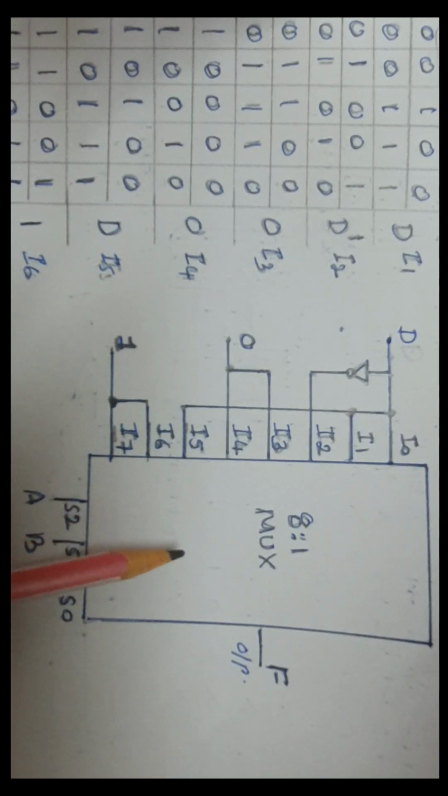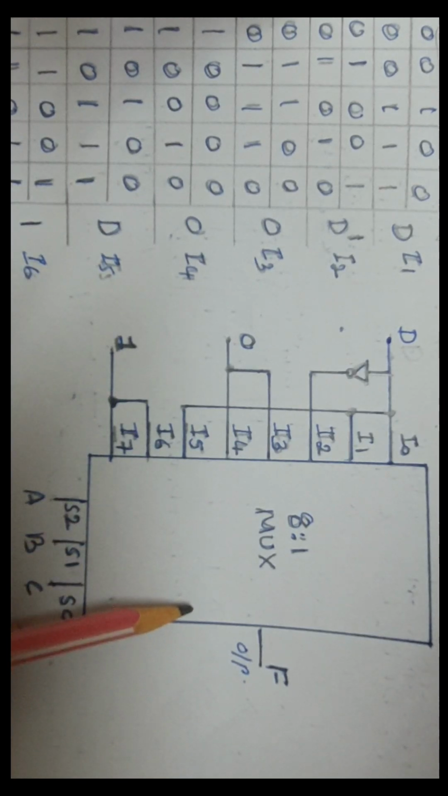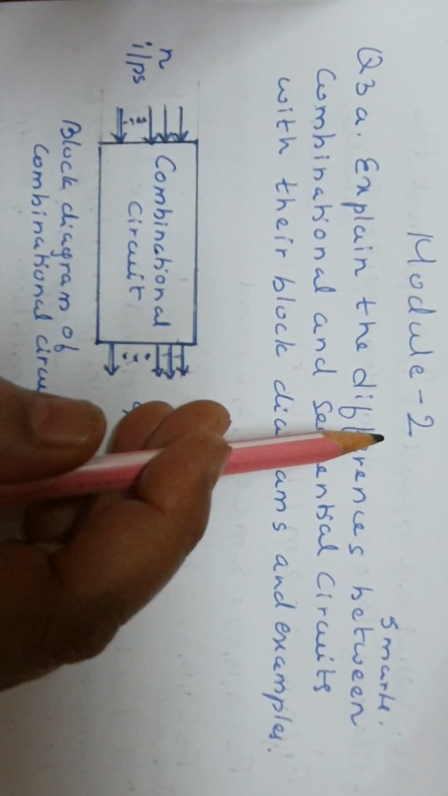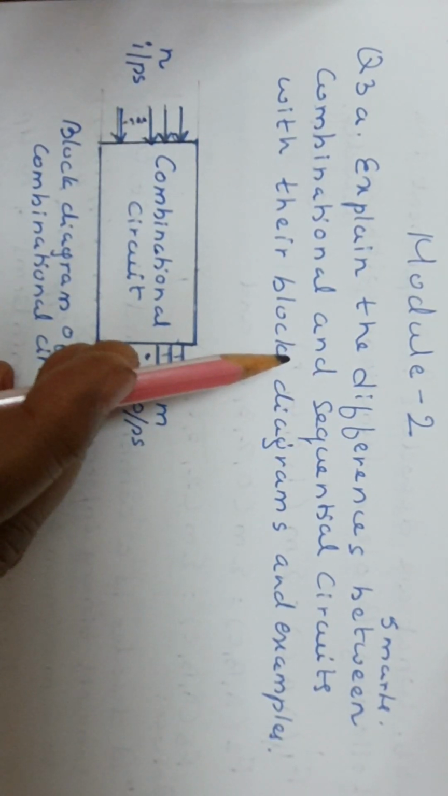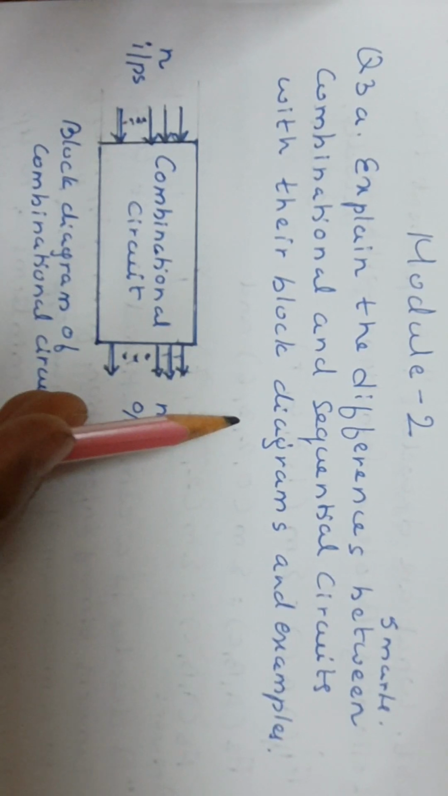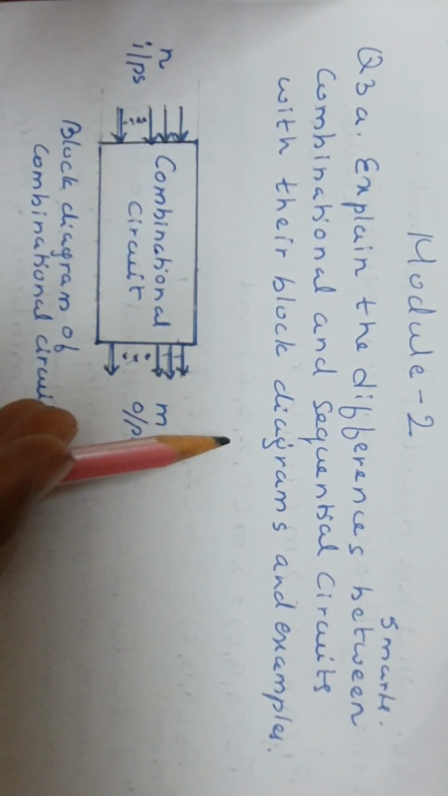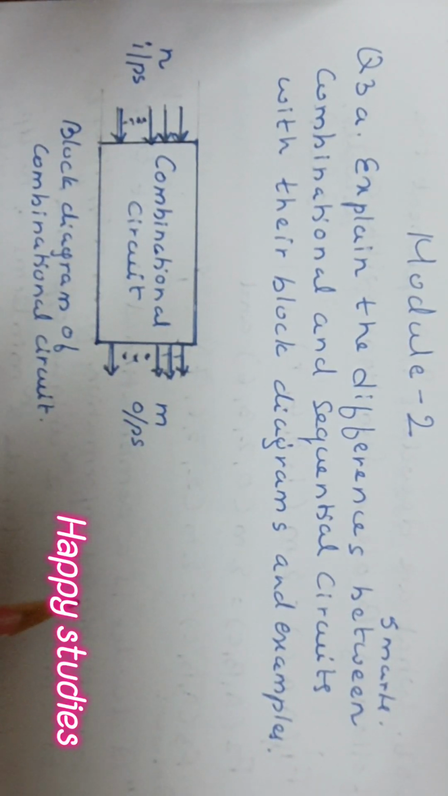So this is how the implementation of the given function using an 8:1 mux is done. That completes the solution of question number 3C, which is asked for 10 marks. First we had to define what a multiplexer is, then the given function is implemented using an 8:1 mux. That completes the solution of module 2 questions, question number 3abc: A for 5 marks, B for 5 marks and C for 10 marks, totally 20 marks. I hope you understood. Thank you.